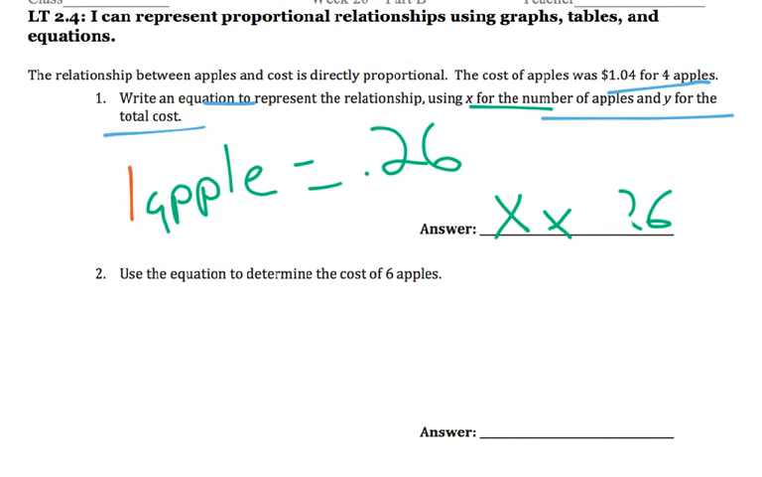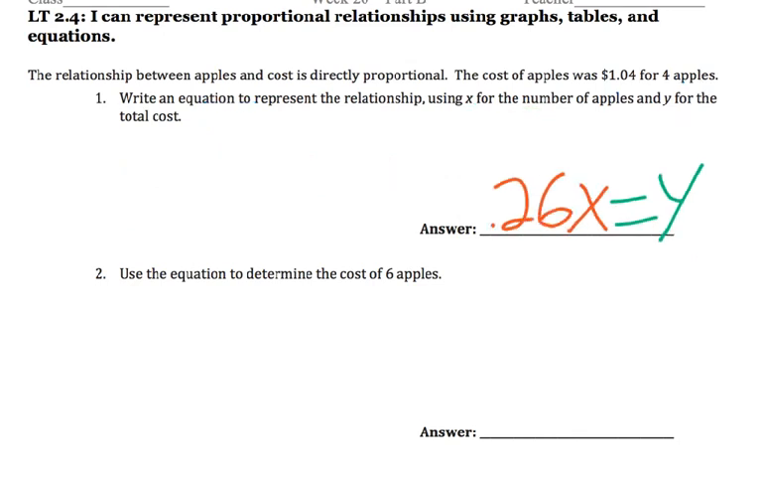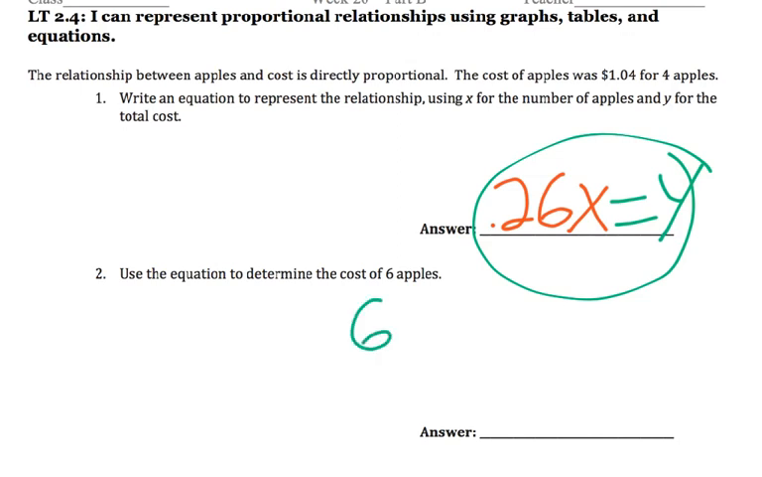So what you can do is the high school way, where you do 0.26, then you put the letter, which is x, and then you put equals y. This should be your equation. 0.26x equals y, but this means 0.26 times x equals y. So now for this problem, it says we have to use this equation to find how much it costs for 6 apples. So now we have to multiply 0.26 times 6 to find how much it costs for 6 apples.